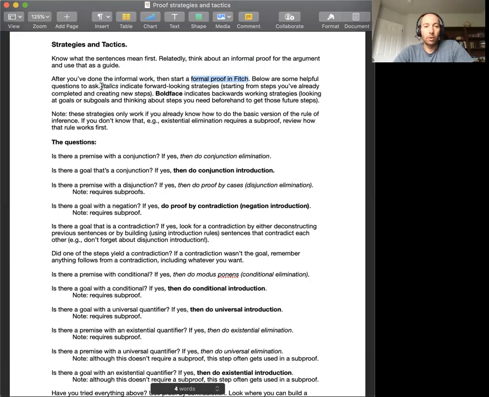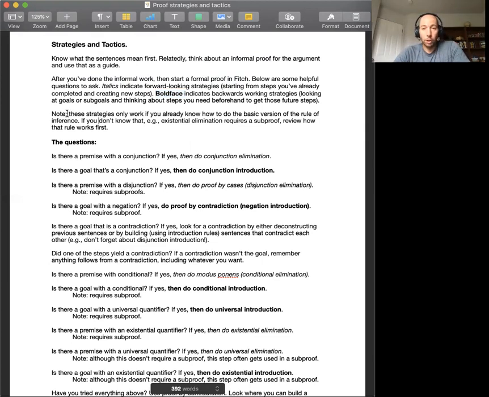What I'm noting as well is that when I use italics in the answers, that is what we call a forward-looking strategy that takes either premises that you already have or steps that you've derived and moves forward, right? So you're moving from the top down. In boldface are the answers that are backwards looking. These strategies start with the goal or maybe some sub-goal that you've gotten to and think about what you need above that step in order to be able to get to it. So those are backward looking strategies.